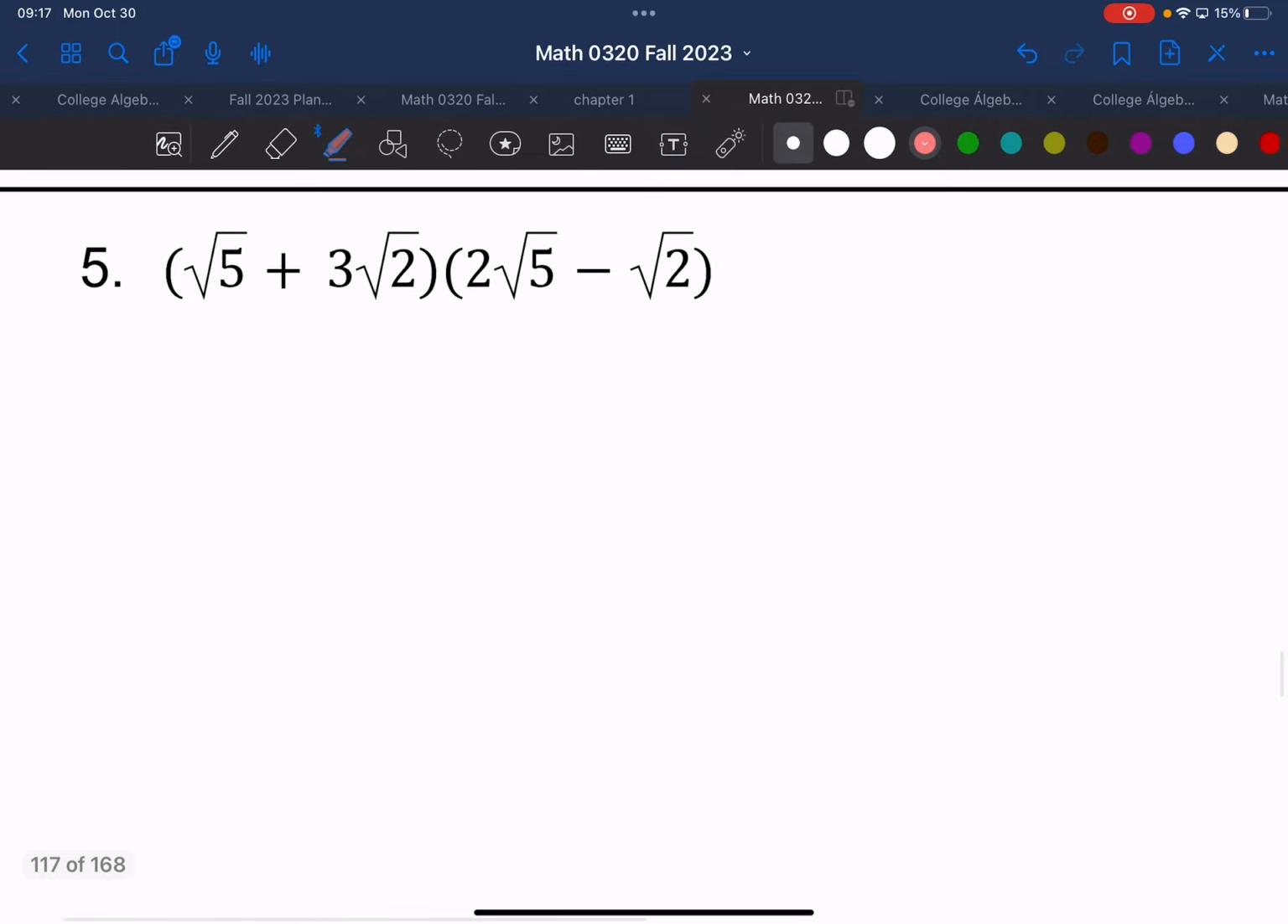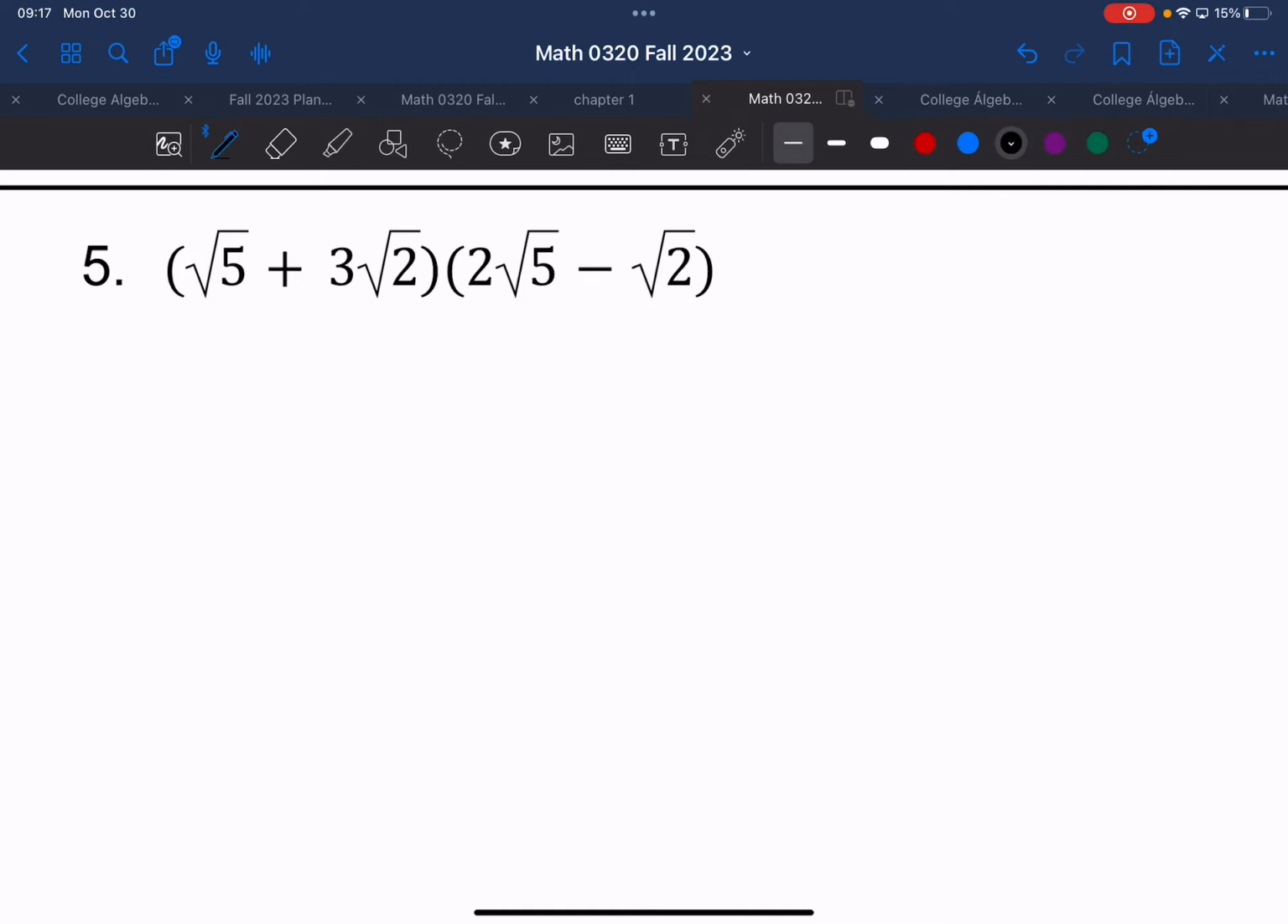What are we going to do on number 5? This is a binomial times a binomial. We're going to FOIL. Remember, the FOIL method is we take the first term, so the square root of 5, multiply it in, and then we take the second term, 3 square roots of 2, and multiply it in. So we're going to end up with 4 terms.